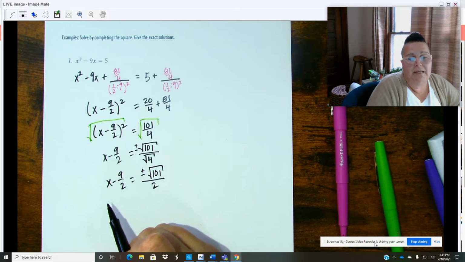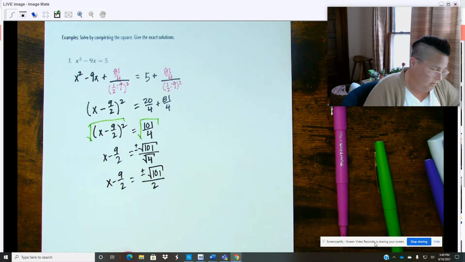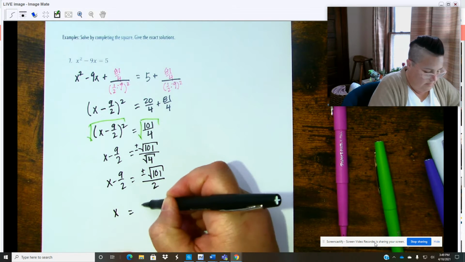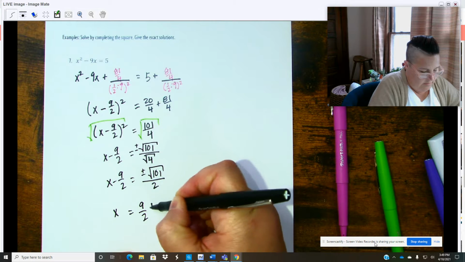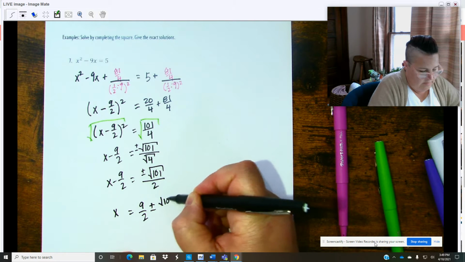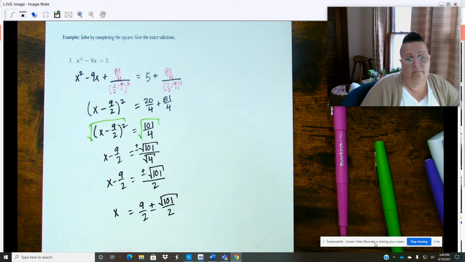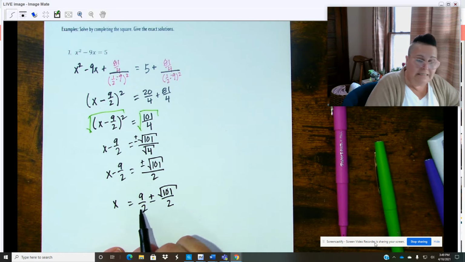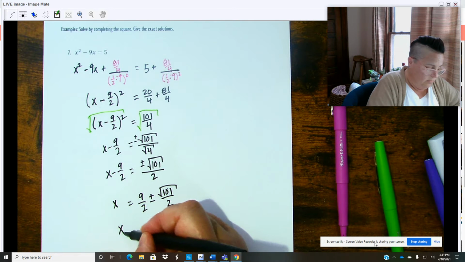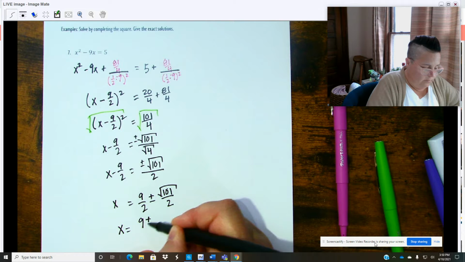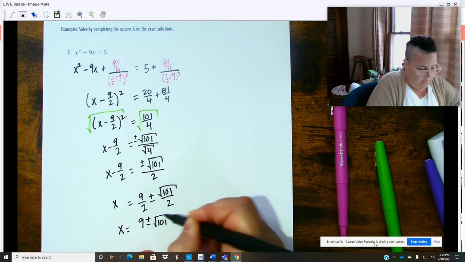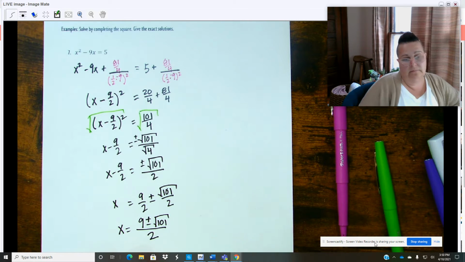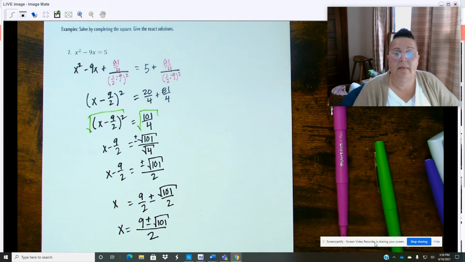To isolate the x, I'm going to add 9 over 2 to both sides. So x would be equal to 9 over 2 plus or minus the square root of 101 over 2. Since these are the same denominator, we could write this as 9 plus or minus the square root of 101 all over a 2. This is the exact solution.